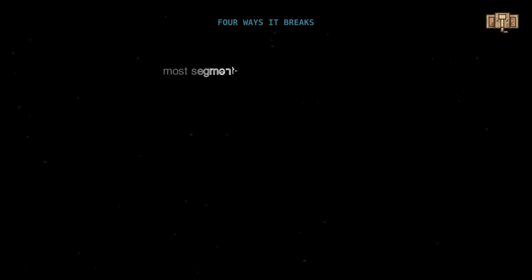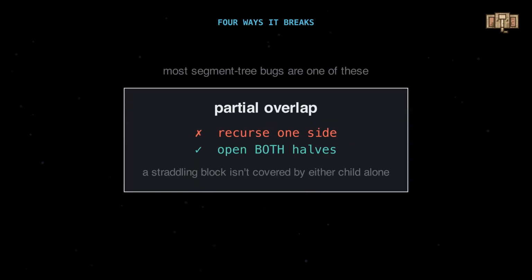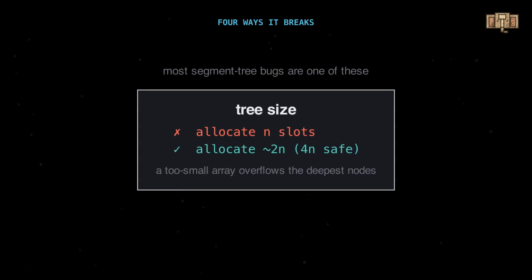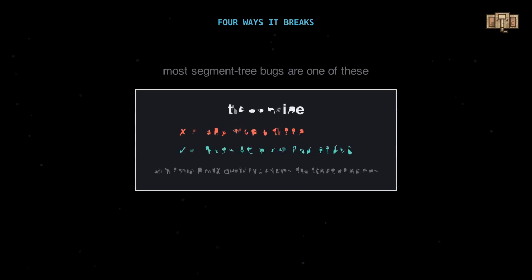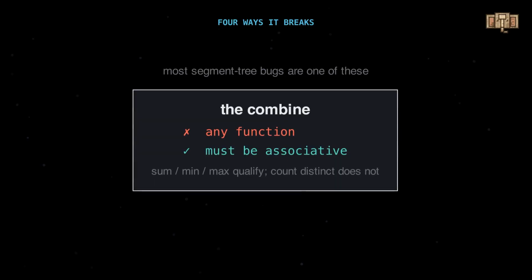A few things to watch out for. First, decide once whether your ranges are half open or closed, and then stick with it. Second, when a block straddles the edge, you must open both halves because opening just one will quietly miss cells. Third, give the tree room. Allocate about twice the array size, or 4 times to be safe. And last, the combine operation has to be associative. Sums, minimums, and maximums all work, but something like count distinct does not.